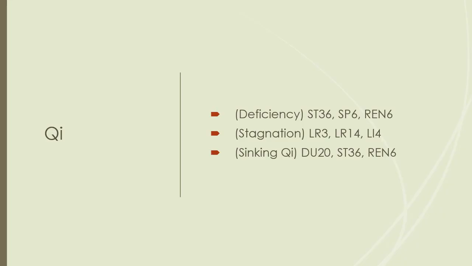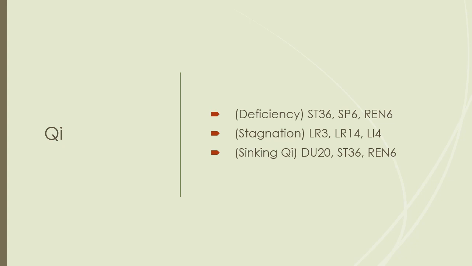For qi, we will look at the pathologies of deficiency and excess, qi deficiency being qi deficiency and sinking qi, excess being qi stagnation. For qi deficiency, we look at the function of the spleen and the middle burner, which is to say spleen and stomach. The classic combination for this is stomach 36 and spleen 6. Typically, when those 2 points are combined, they are there to treat qi deficiency.